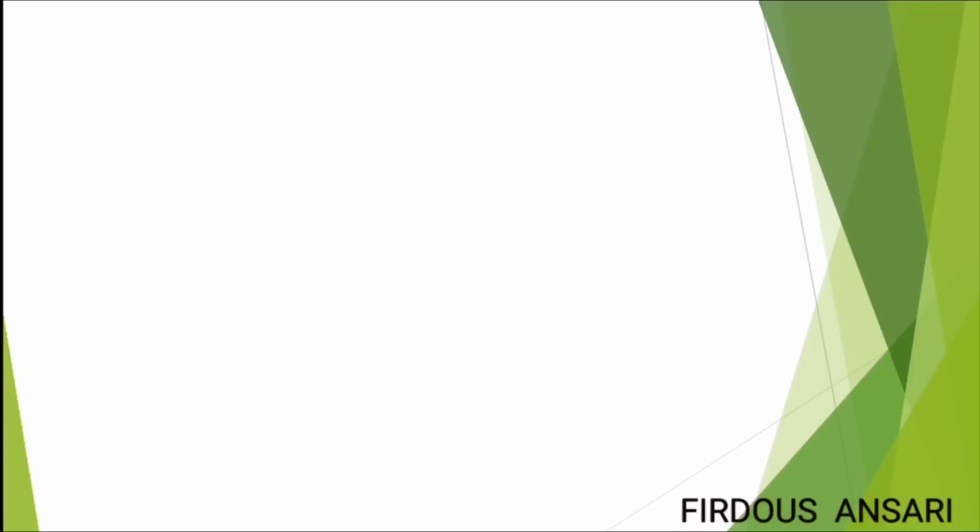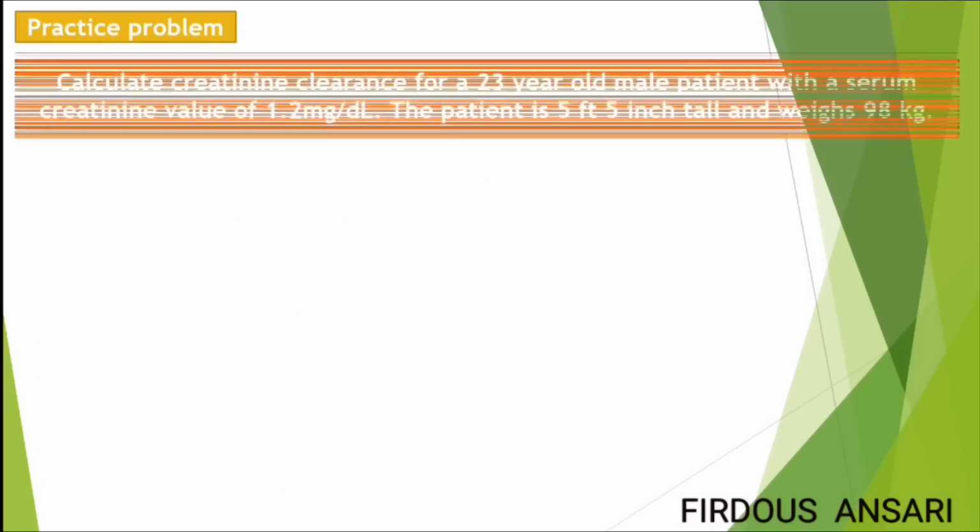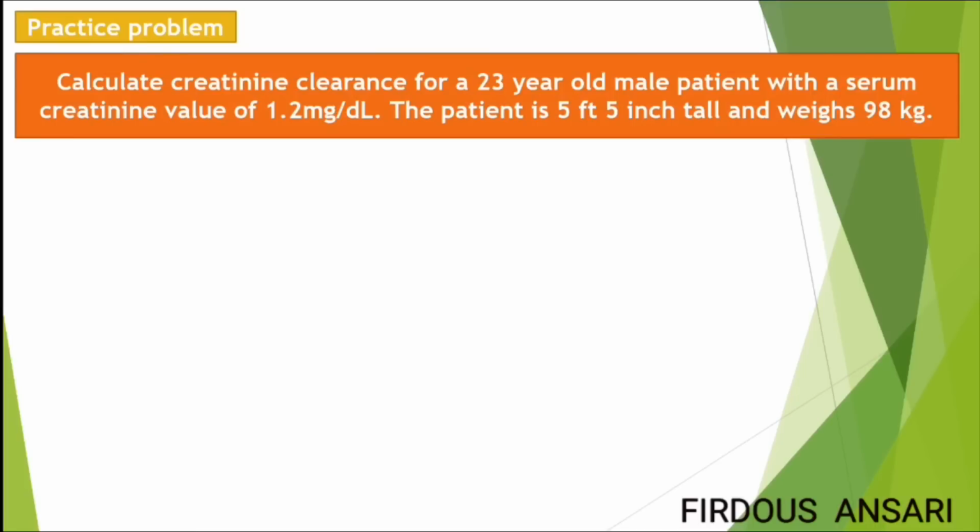Very simple. And another practice problem we'll have: calculate creatinine clearance for a 23-year-old male patient with a serum creatinine value of 1.2 mg per deciliter. The patient is 5 feet 5 inch tall and weighs 98 kgs. Okay, so 98 kgs means the person is obese. So we need to calculate the lean body weight. So first of all, the Cockcroft and Gault equation. What is the gender? Gender is male. So no need of multiplying with the factor.